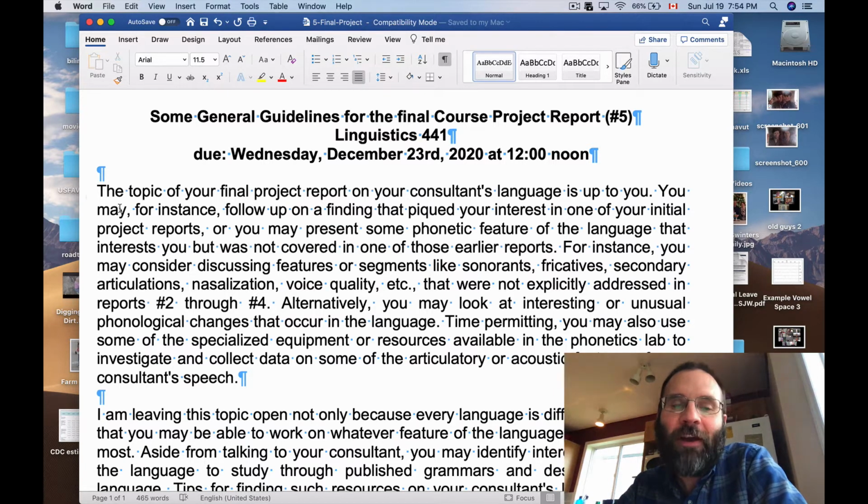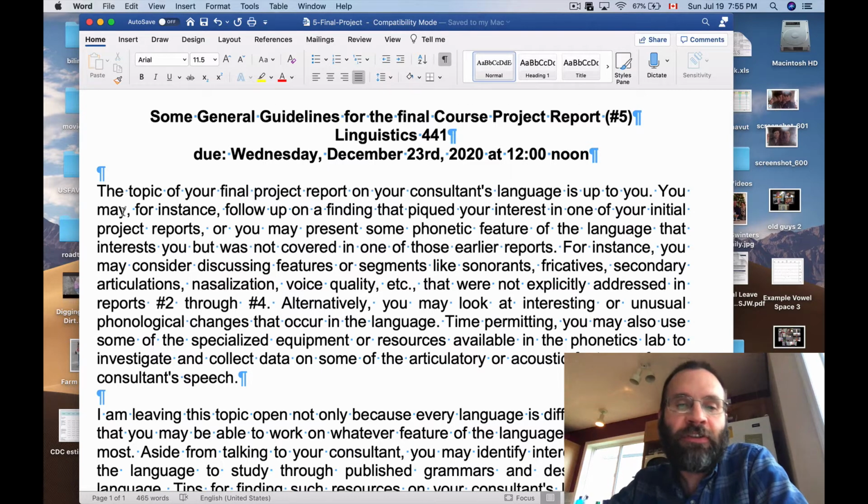The topic of your final project report on your consultant's language is up to you. You may, for instance, follow up on a finding that piqued your interest in one of your initial project reports, or you may present some phonetic feature of the language that interests you but was not covered in one of those earlier reports. For instance, you may consider discussing features or segments like sonorants, fricatives, secondary articulations, nasalization, voice quality, etc. that were not explicitly addressed in reports 2 through 4.